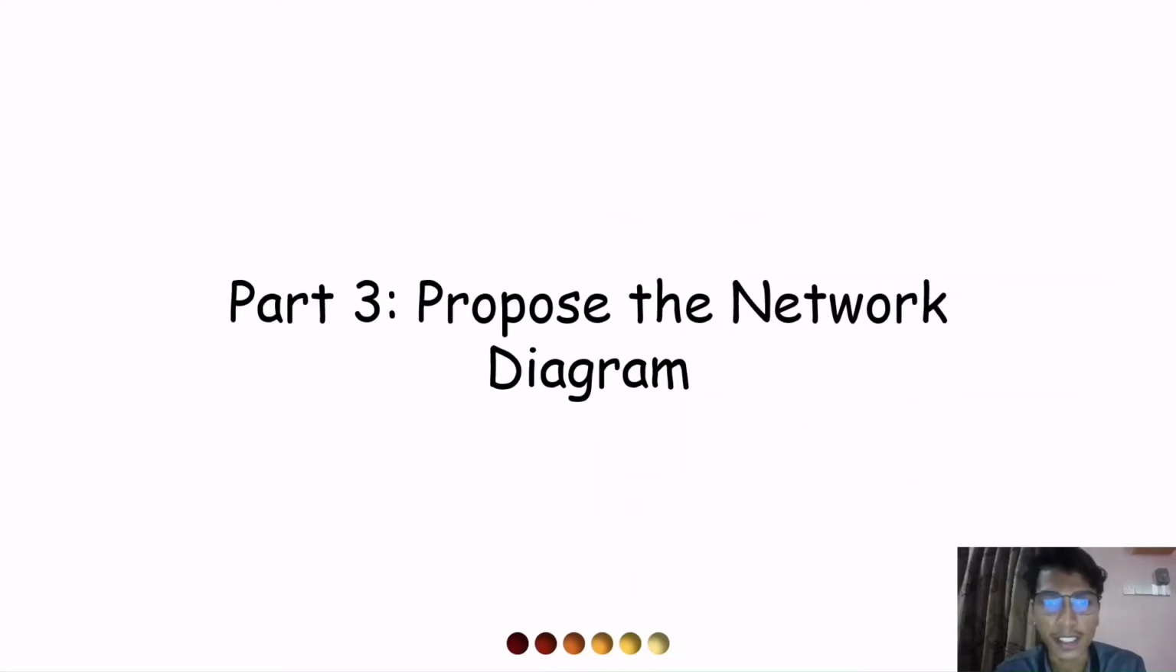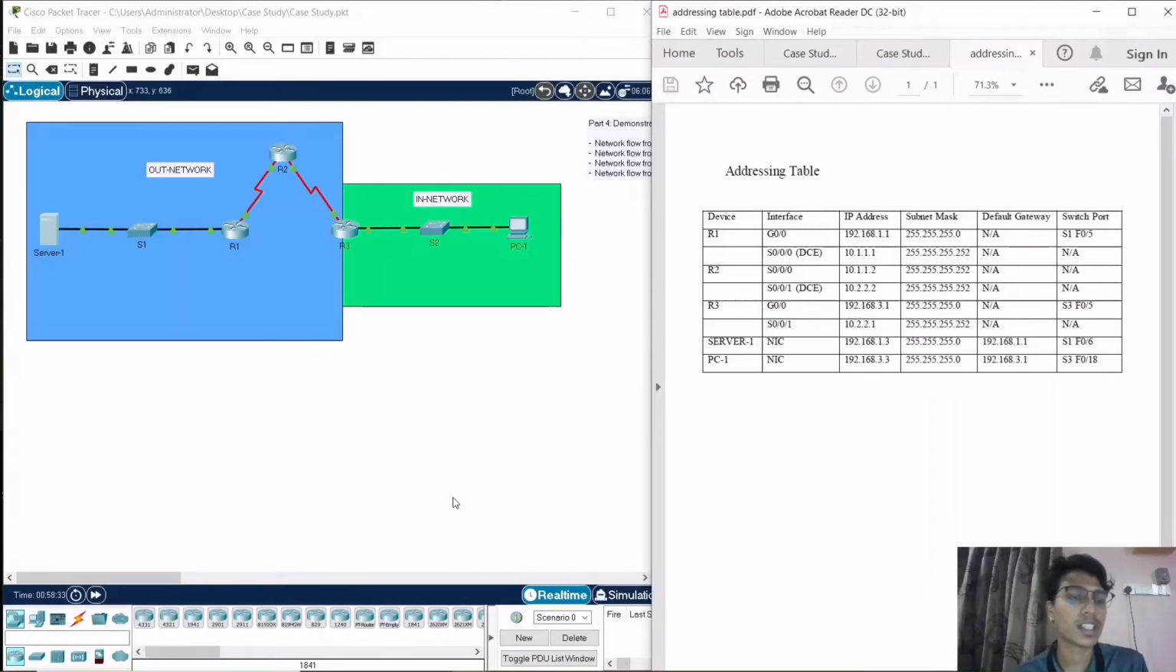Part 3. Propose the network diagram. In part 3, I'm going to show you about the logical diagram, physical diagram, and addressing table. First, we start from the logical diagram.